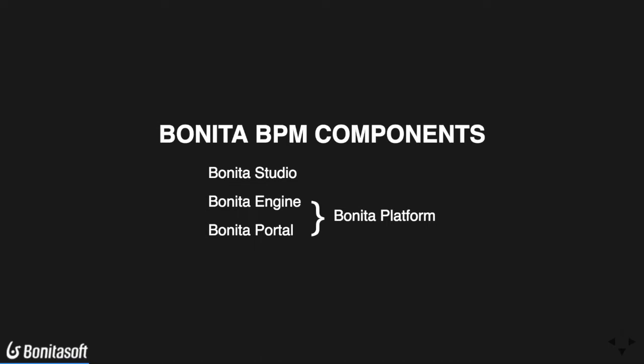So in the Bonita BPM platform, we have 3 main components: the Bonita Studio, the Bonita Engine, and the Bonita Portal. The Bonita Engine and the Bonita Portal are together because the engine is by default embedded in the portal, so the portal runs the engine. The two combined, we call the Bonita platform. This is where you will actually execute your business application, whereas the Bonita Studio is like the development studio where the developer will design the processes, build the UI, and basically build every single component of the business application.